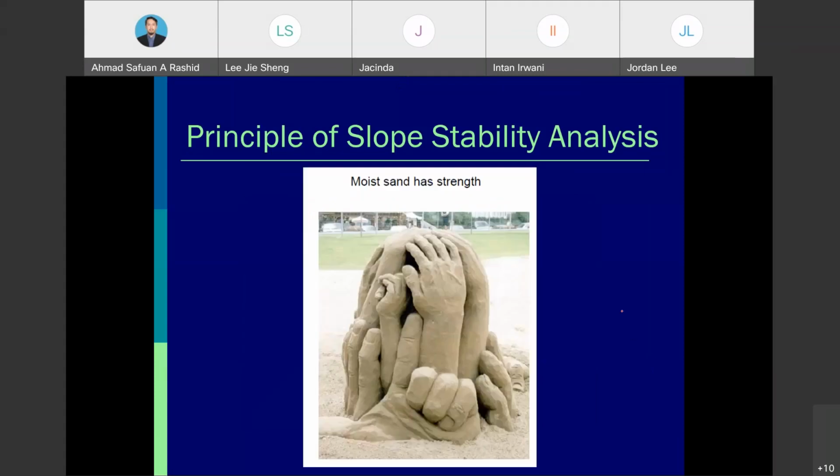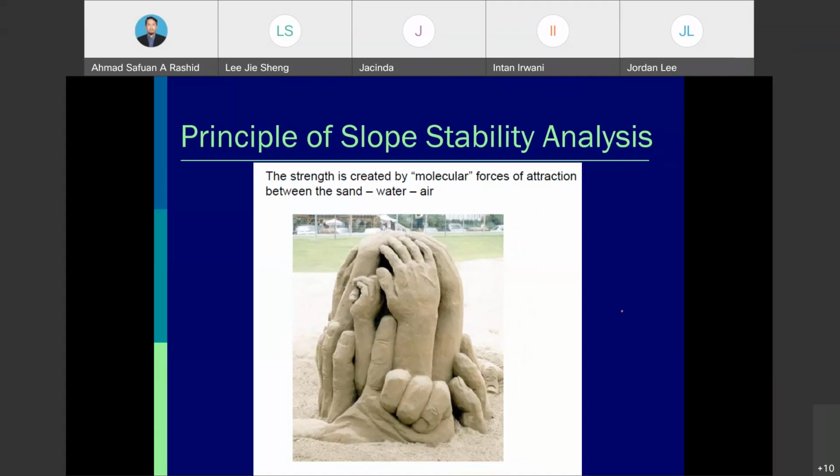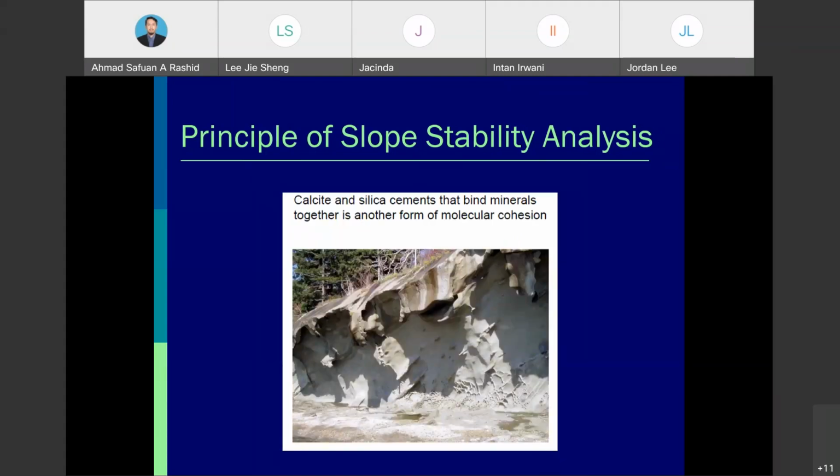Moist sand has a strength. This is an example of when we want to build any structure on the sand, so we mix it with water, to make this type of sand easy to form or to remove. The strength is created by molecular force of attraction between sand, water, and air. Another example is calcite and silica cement that bind minerals together, another form of molecular cohesion. This is just an example to show that some materials have a good interaction.